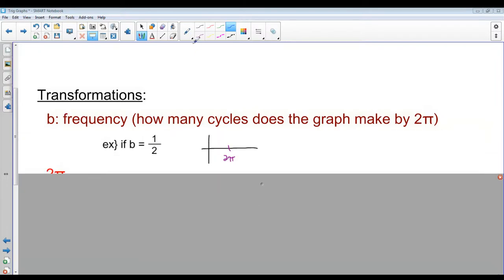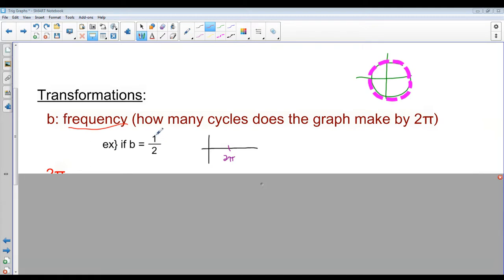So it's basically saying how many cycles does the graph make over 2 pi, right? We're used to our unit circle. We know after 2 pi around the circle, that's how long it takes for the graph to make kind of one full revolution, and then it gets back to where it started from. So in our BHAK, the B is the frequency. It's how many cycles does the graph make by 2 pi.